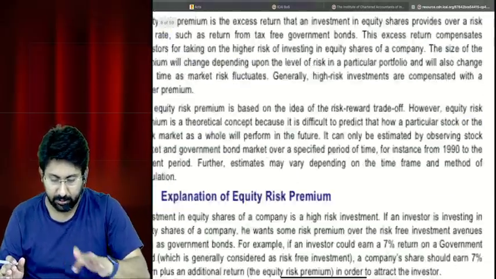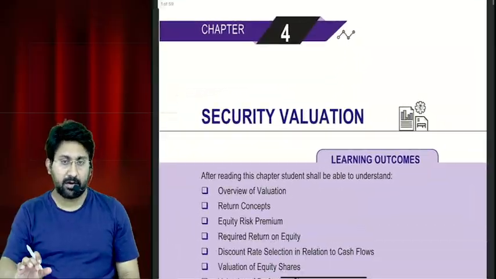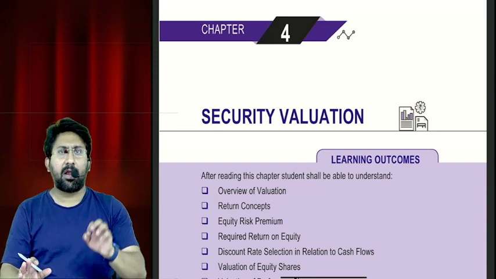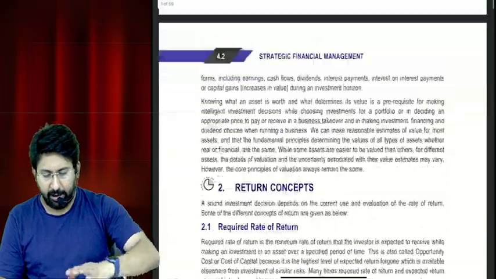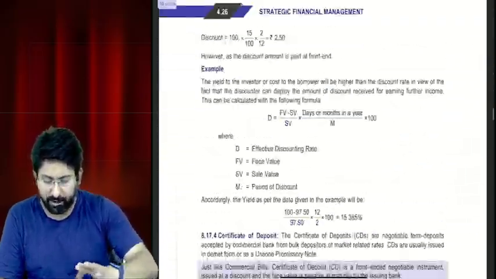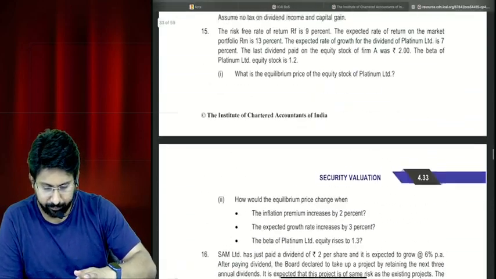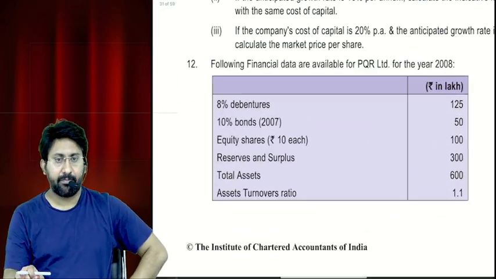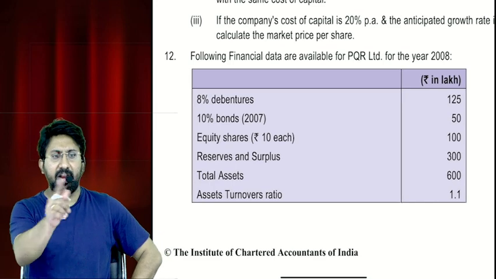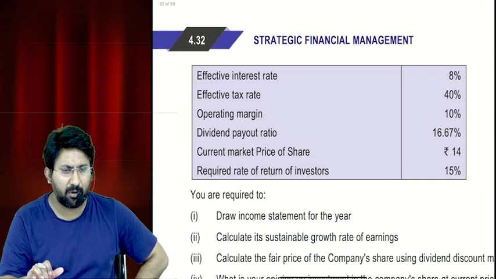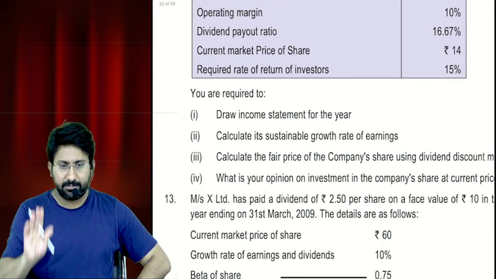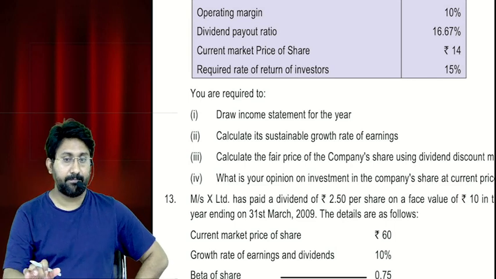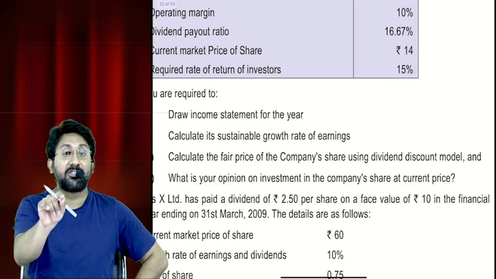This is the next chapter we are going to start. I'm not saying that we are starting a new chapter, I'm only showing it. Security valuation chapter. A pakka 8 to 12 marks chapter. Sir, I'm going into one of the questions given in our study material. See here now. This is a query. A question that came for 6 marks in the May 2008 exam. Financial data was given: assets turnover ratio, effective tax, operating margin, all the information given. First, draw the income statement for the year. Second, calculate the sustainable growth rate. Third, the fair price of the company share using the dividend discount model.